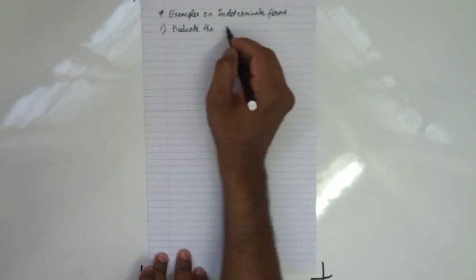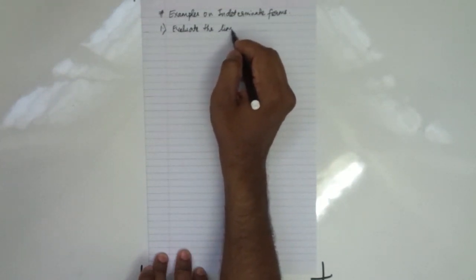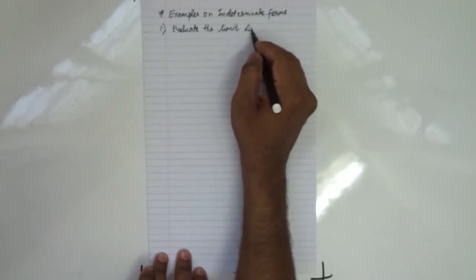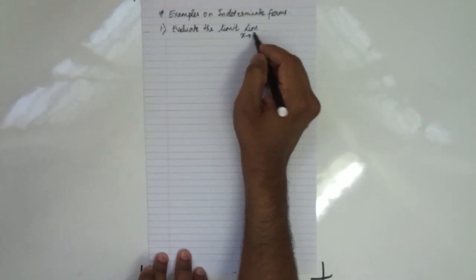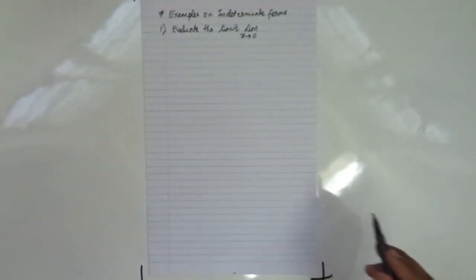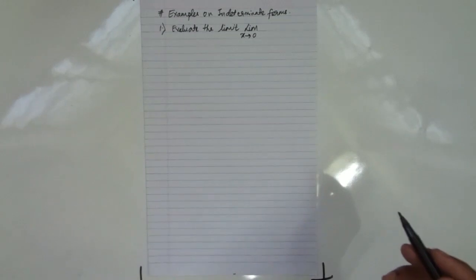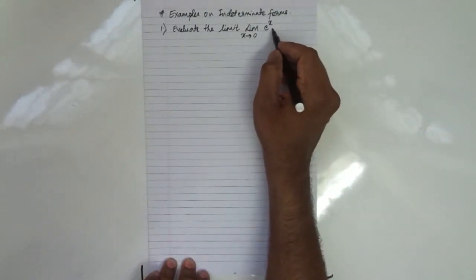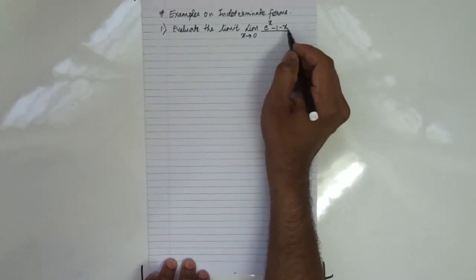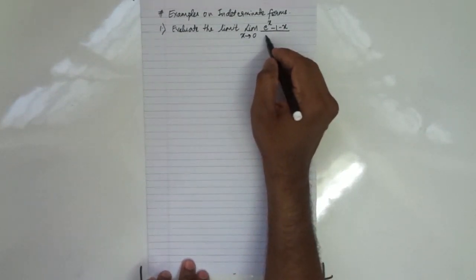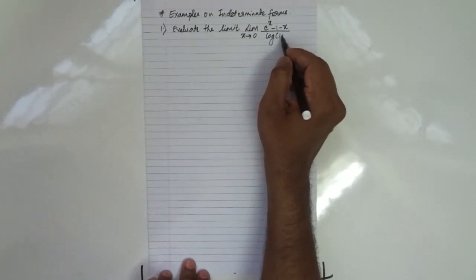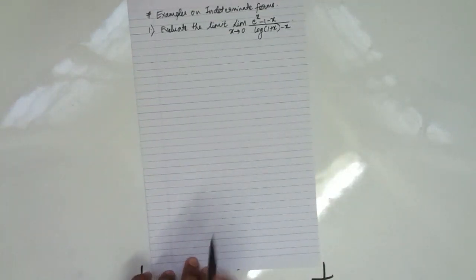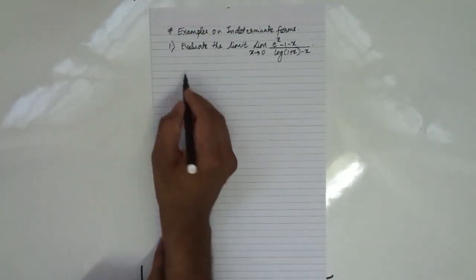Evaluate the limit as x tends to 0 of (e raised to x minus 1 minus x) upon (log of 1 plus x minus x). Solution.